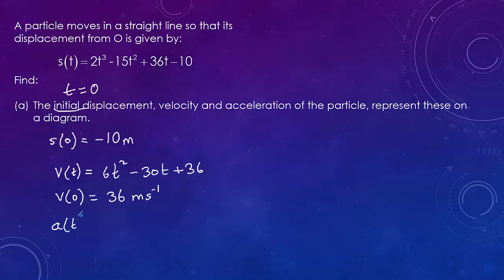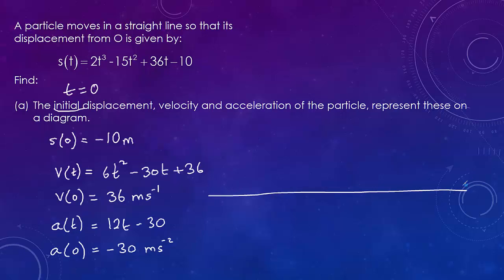The acceleration we get by differentiating the velocity. So that's going to be 12t minus 30. A of 0 is then negative 30 meters per second squared.